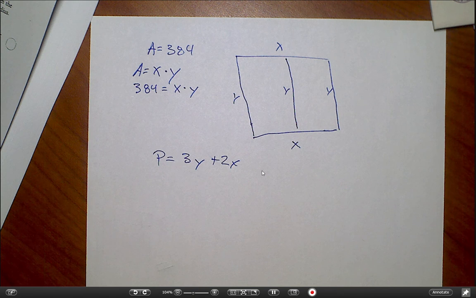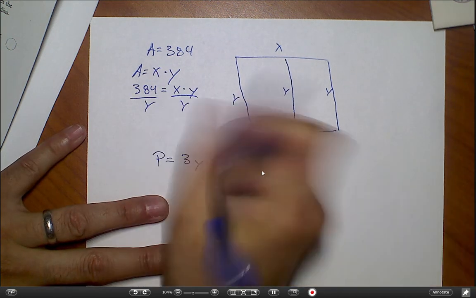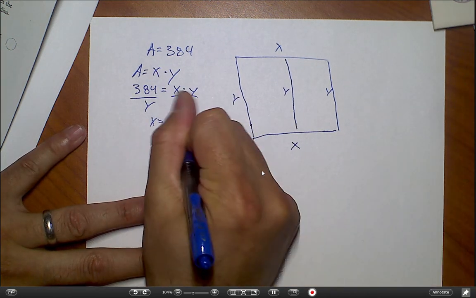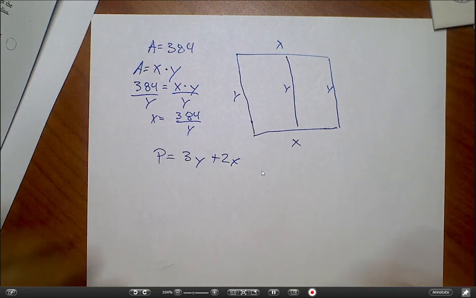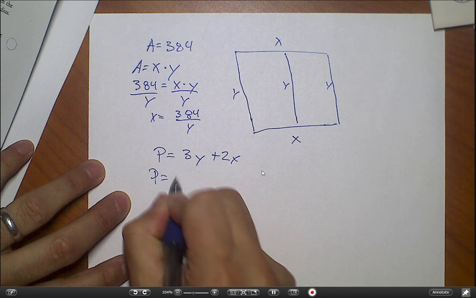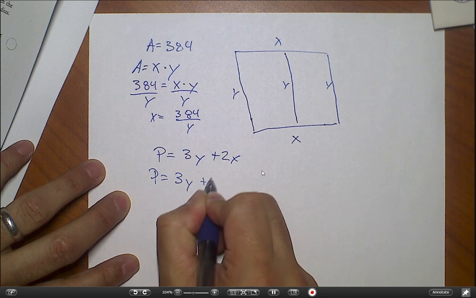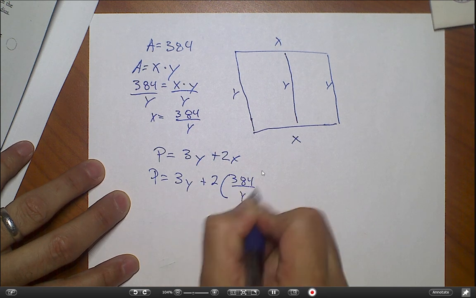So let's say, for instance, let's just say x. Okay, just to start off with something. So I'm going to say x equals, so I'm going to isolate this, divide by y. So x is equal to 384 over y. So I'm going to replace my x. So now it's going to be p is equal to 3y plus 2 times 384 over y.